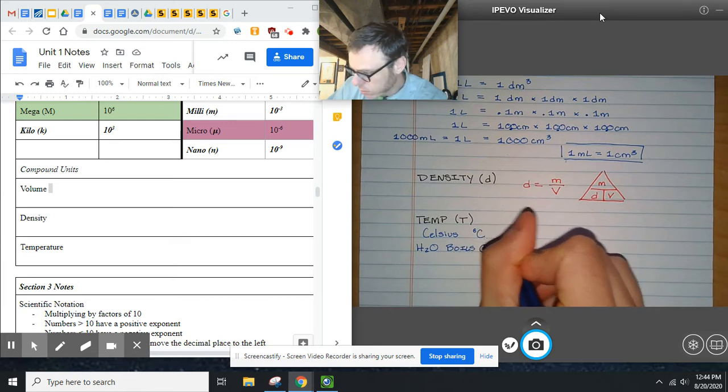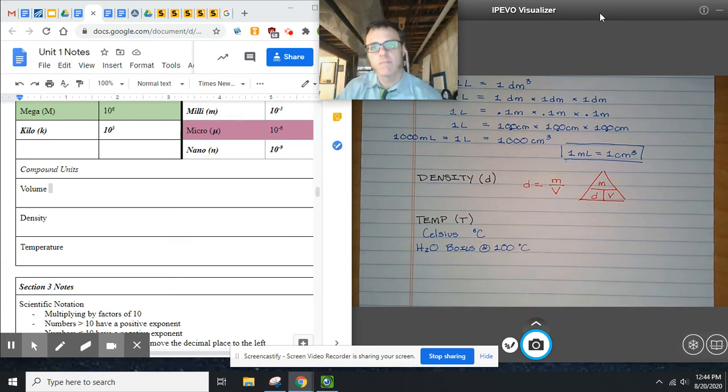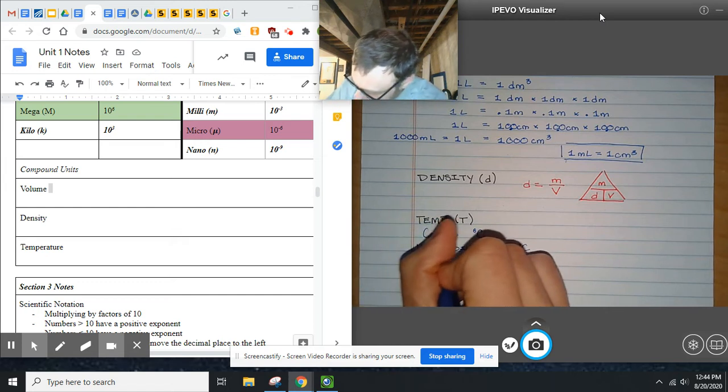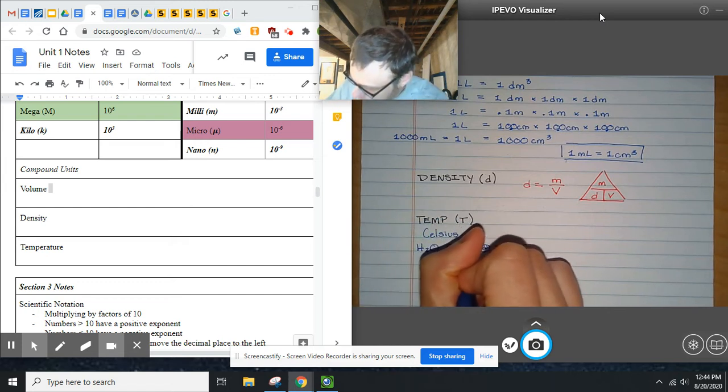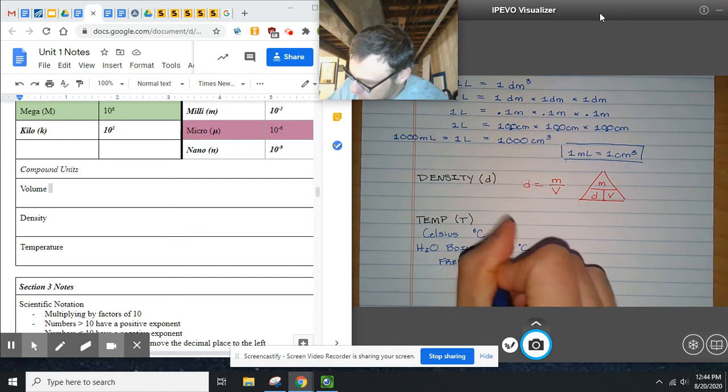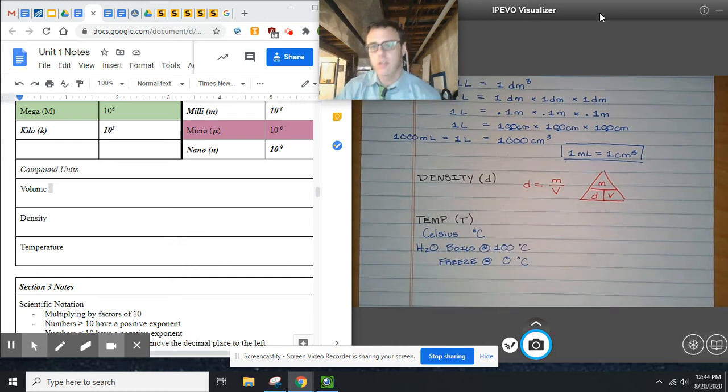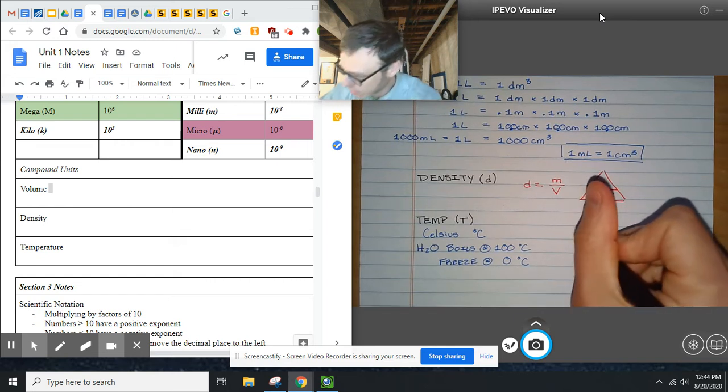at 100 degrees Celsius. And it freezes at 0 degrees Celsius. This is why Celsius sometimes is referred to as centigrade scale. Centa, 100th, just like what we did with those prefixes. Every degree Celsius is 100th of the boiling point of water. That's why it's centigrade.